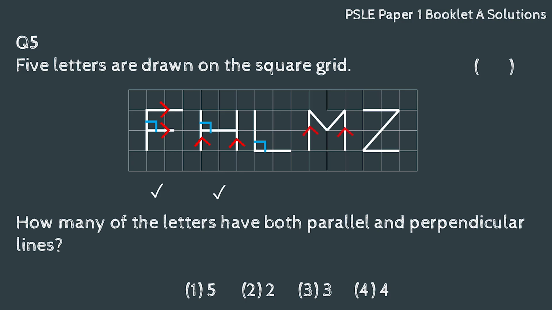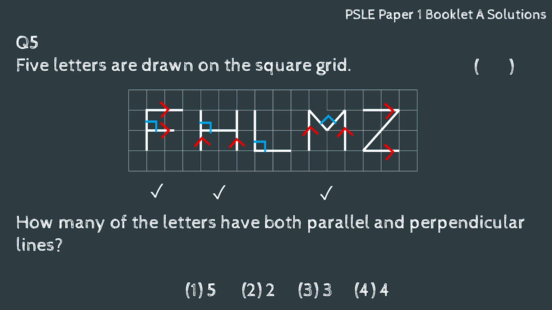For the letter M, there are both parallel lines and perpendicular lines. So, we can also put a tick. For the letter Z, there is only parallel lines identified. So, we can also ignore this letter.